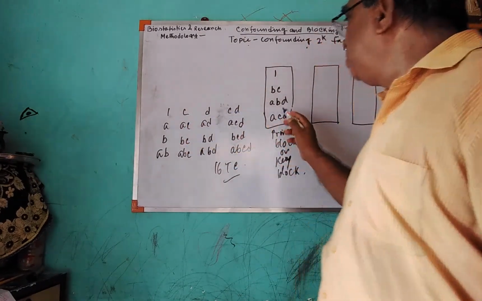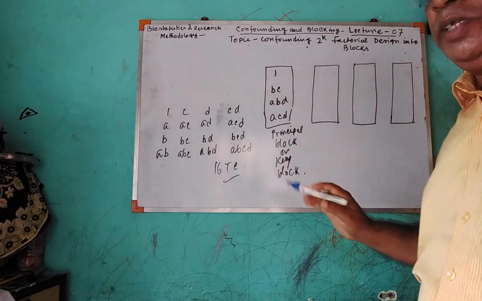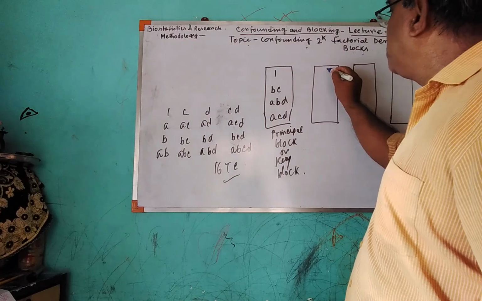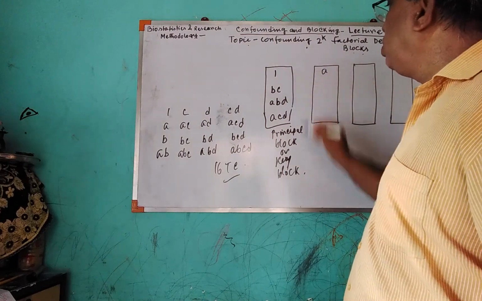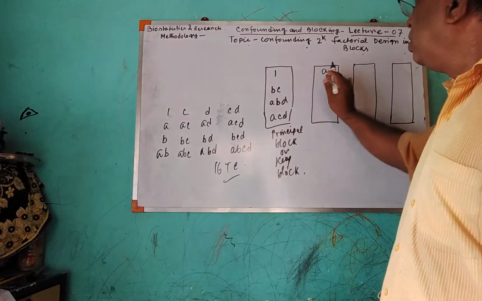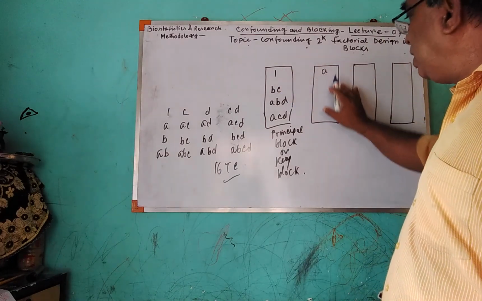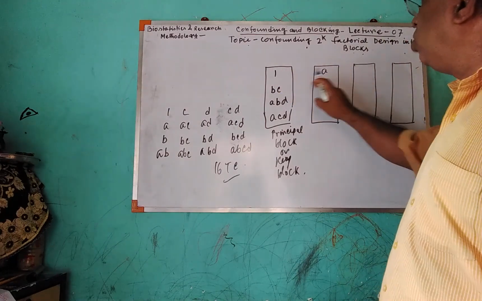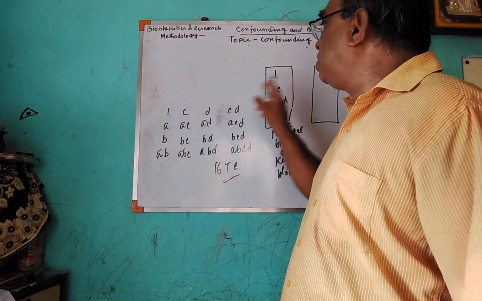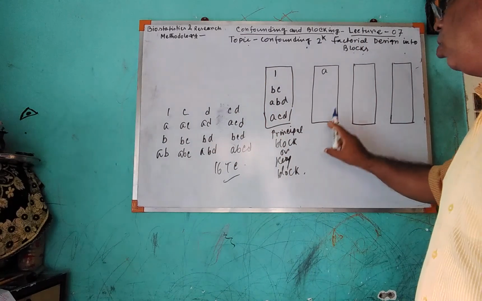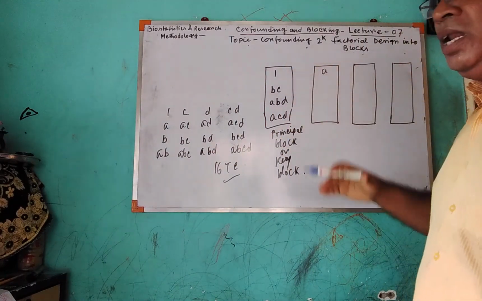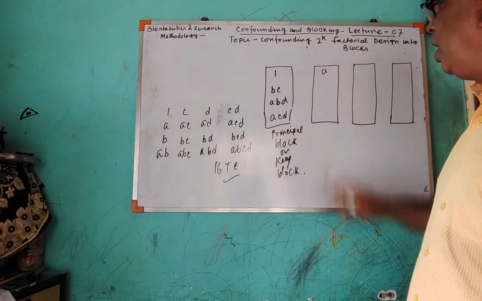Is A in principal block? No, A is not in principal block. So now I am assigning A to the second block. Now A multiplied with BC. I am taking this element in the second block because it is not in principal block. So from the beginning I check: A is not in principal block, so I take A in the second block. Now A multiplied with all these 4 elements gives the elements of the second block.